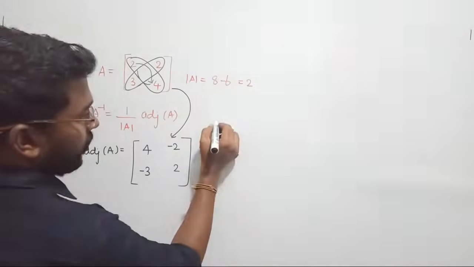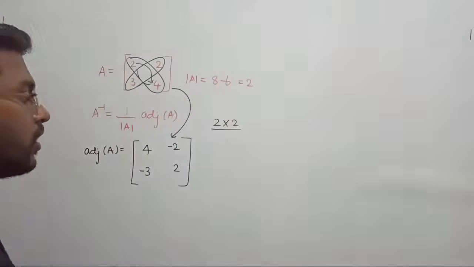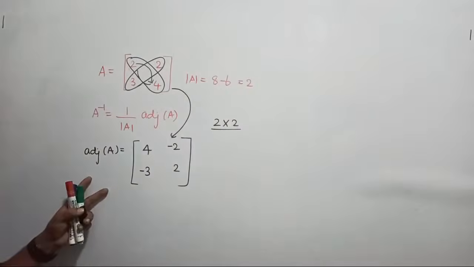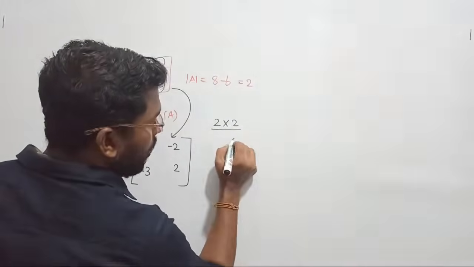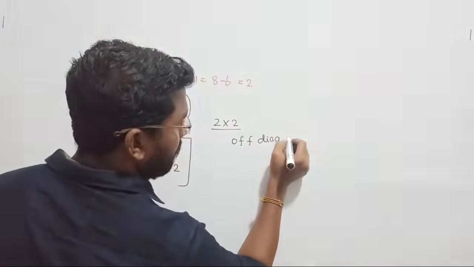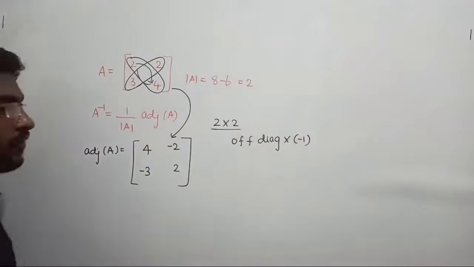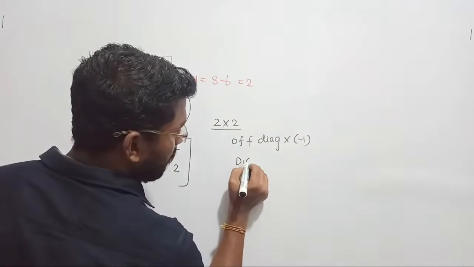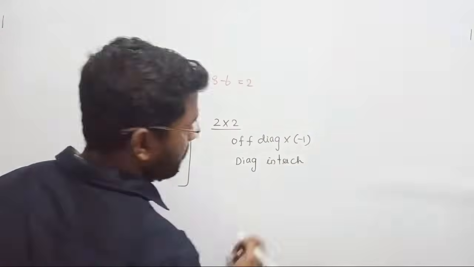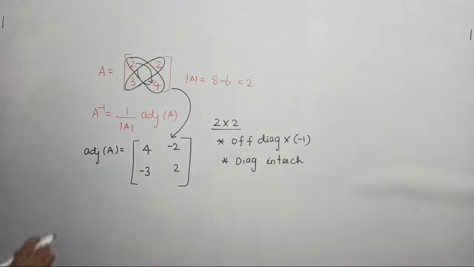So what will be the conclusion? In order to get the adjoint for your 2 cross 2 matrix, actually this is called a shortcut only, this is not the standard procedure, right? So for a 2 cross 2 matrix, if you want to find out the adjoint of A, what you have to do? Off diagonal elements will be multiplied by a factor of minus 1 in case of matrix A, whereas diagonal elements are going to be interchanged, right? So diagonal values are going to be interchanged, right? That's all. That is the procedure to obtain the value of the adjoint of the matrix.